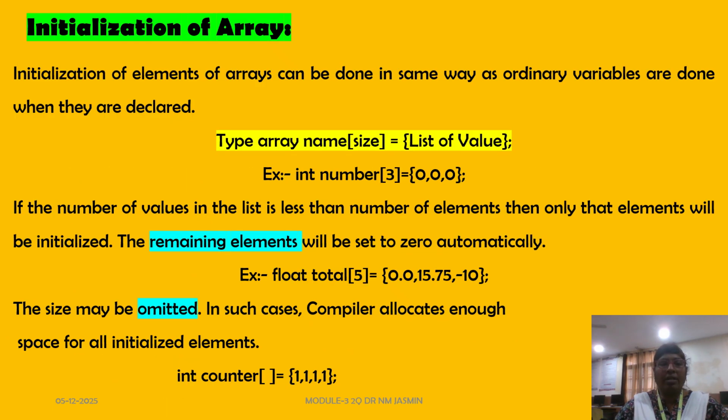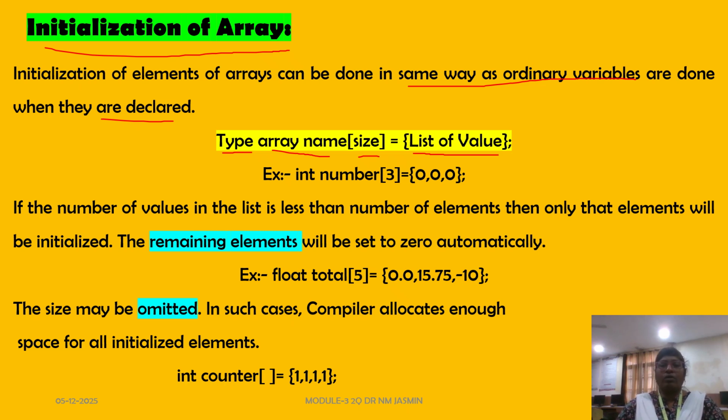Now come to the initialization of a 1D array. If you see the initialization of the elements of an array, that can be done in the same way as ordinary variables are initialized when they are declared. We have seen ordinary variable declaration; similarly, a one dimensional array we declare in the same way. So here the data type, array name and size, and here it is giving the list of the values.